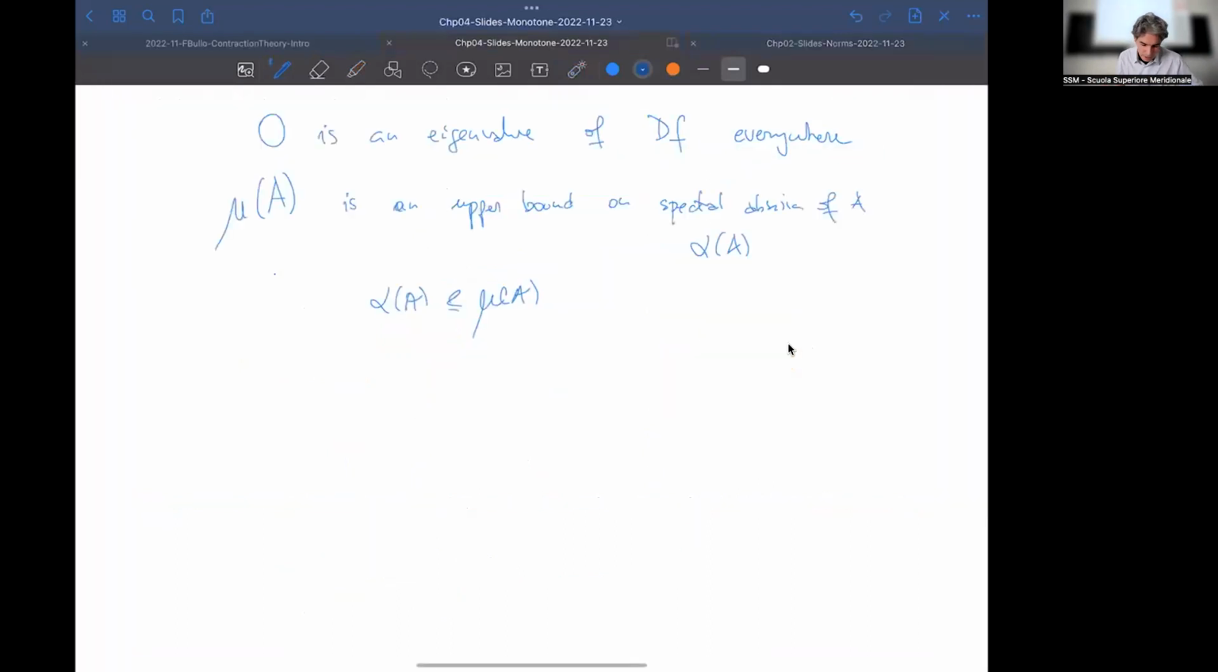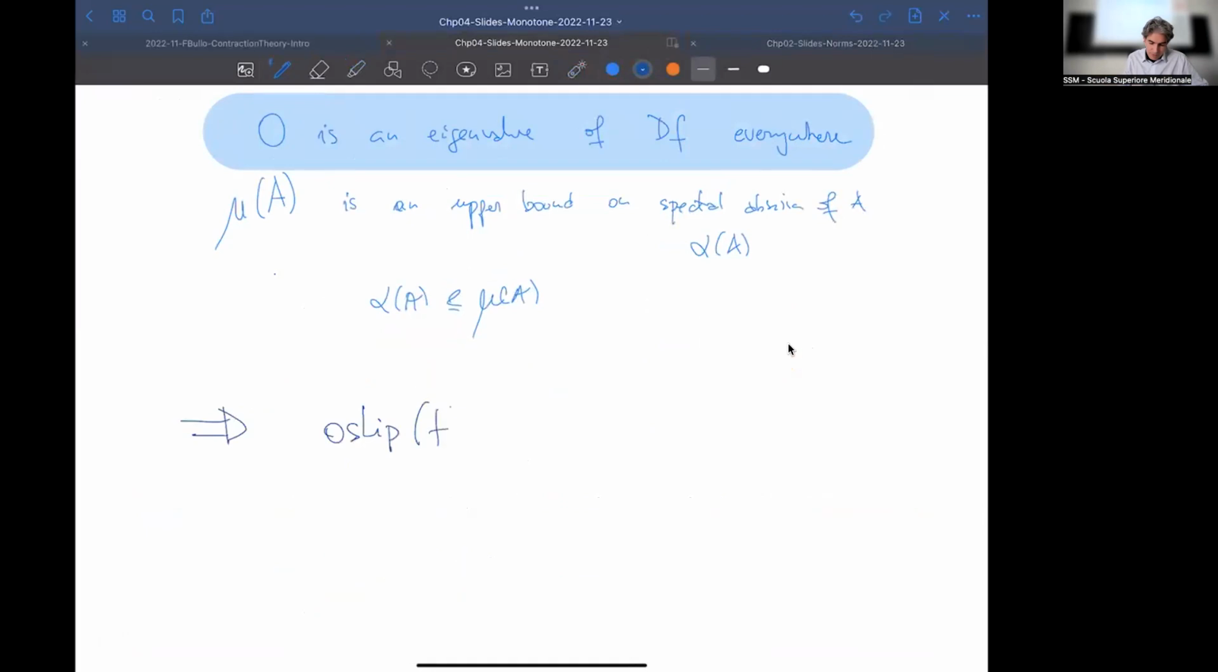All right, back to our point. Now I have a Jacobian, as I said to you here. This Jacobian has an eigenvalue equal to 0 everywhere. Well, then I am sorry to tell you that the one-sided Lipschitz constant of F is at most 0. Sorry, it's at least 0. It's at least 0 because 0 is an eigenvalue. So it cannot be smaller than that.